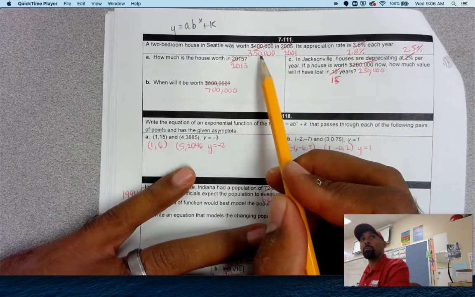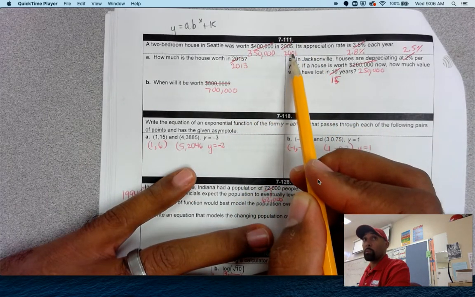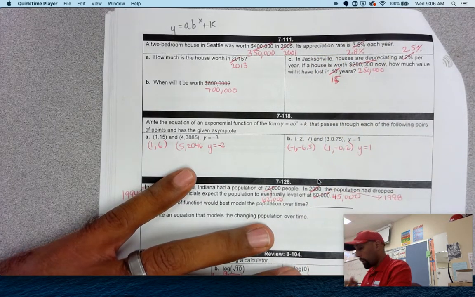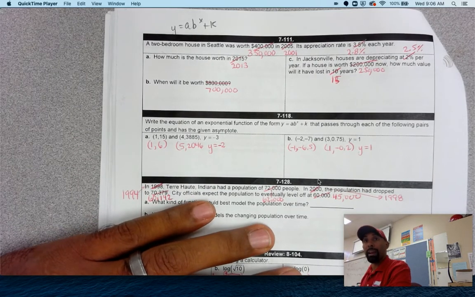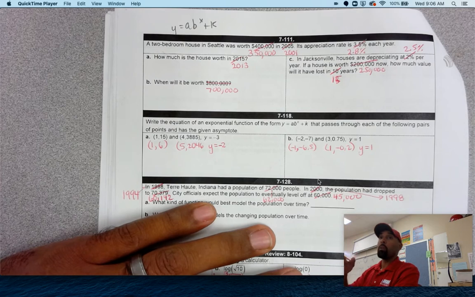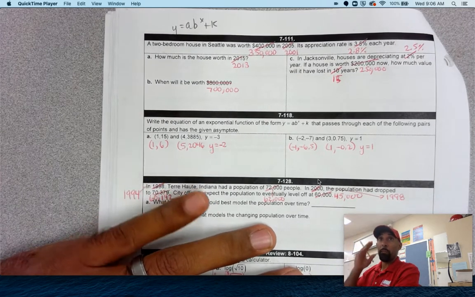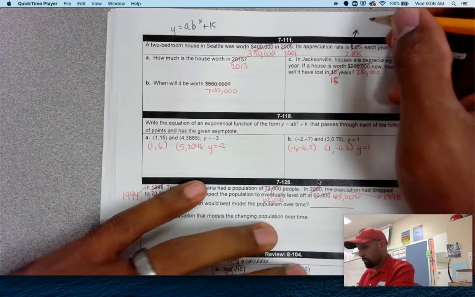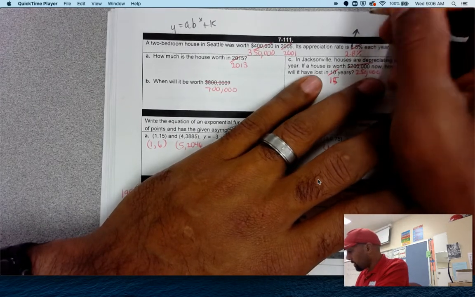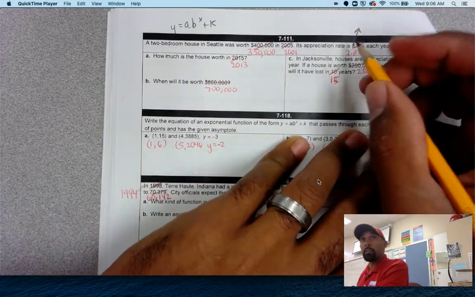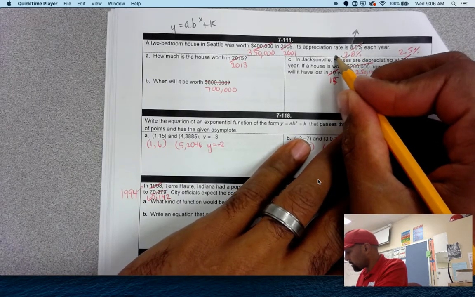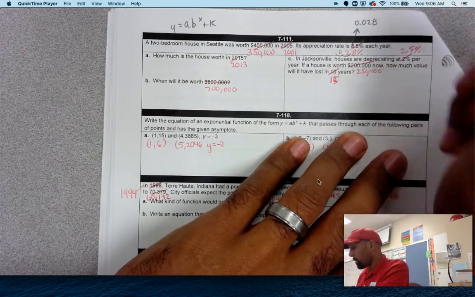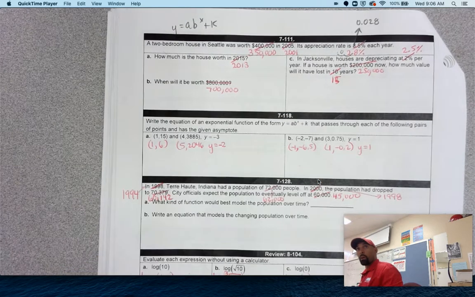All right. So a 2-bedroom house in Seattle was worth $350,000 in 2001. Its appreciation rate is 2.8% every year. Here's the important thing about working with rates, whether it's money or house values or car values or anything: you need to convert your percent before you use it. So my rate, 2.8, I'm going to convert into a decimal by moving the decimal 2 spots. So this is going to be 0.028. Make sure you move your decimals before you use it.